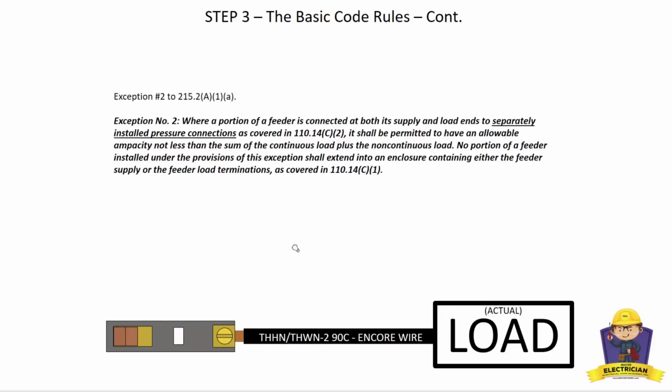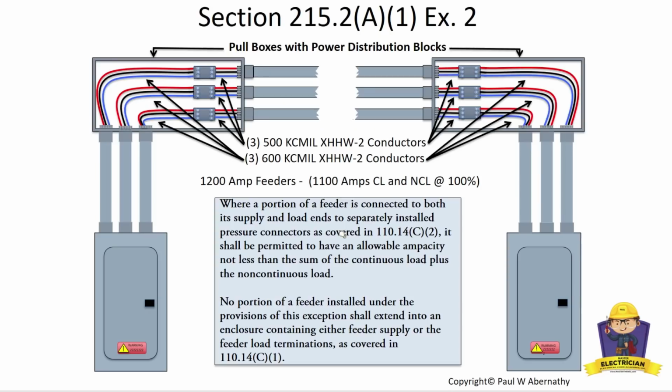Okay. Then we have exception number 2. This is another exception to the A rule. It says, look, where a portion of the feeder is connected at both the supply and the load end to separately installed pressure connectors, as covered in 110.14(C)(2), it shall be permitted to have the allowable ampacity not less than the sum of the continuous load plus the non-continuous load. No portion of a feeder installed under this provision of the exception shall extend into the enclosure containing either the feeder supply or the feeder load terminations, as covered in 110.14(C)(1). Basically, it's saying you're not going to get away from those termination requirements at the overcurrent device or whatever the equipment is. But here's the rule.